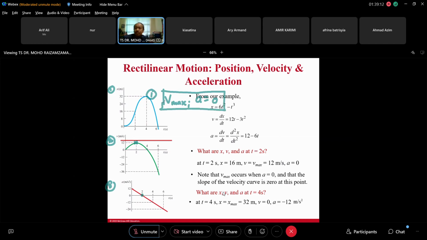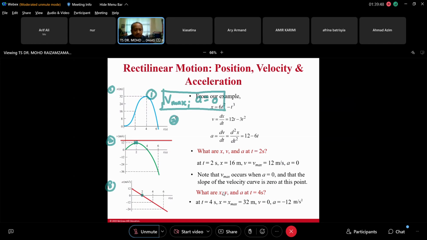Let's say we ask you to calculate the maximum velocity given the formula for A. If you do not know that A equals 0, you cannot get the maximum velocity. So remember, the first: velocity is maximum when acceleration is equal to 0. Clear, class, with the first one? Vmax occurs when A is 0. Okay, now let's look at the second conclusion.